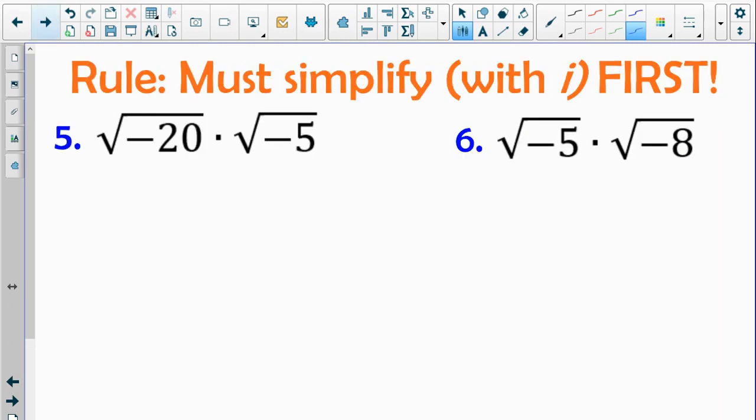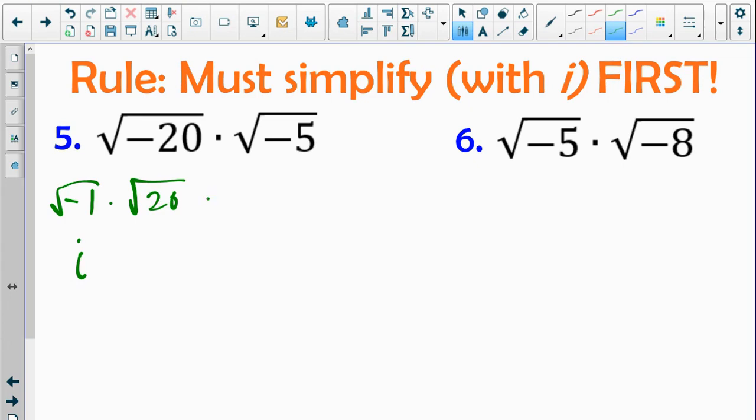All right, so here are some examples where we include these radicals with negative radicands. Let's go ahead and multiply these. However, there is a little rule that if you have the square root of a negative number, we have to simplify the i first. So let's do that with each of these radicals, starting with example number 5. We have the square root of -20. I'm going to begin by writing it as the square root of -1 times the square root of 20. And I know that the square root of -1 is i. And I'm going to leave the square root of 20 as it is for right now.